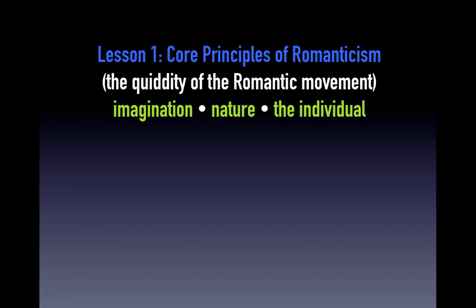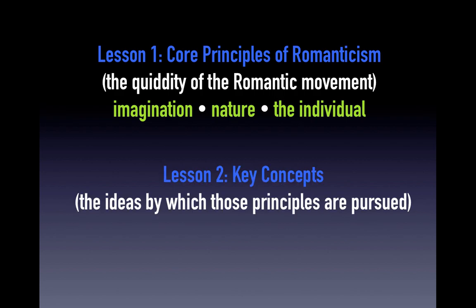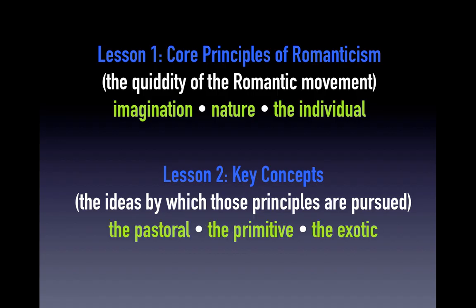In Lesson 1, we covered the three core principles of the Romantic movement: imagination, nature, and the individual. Today, in Lesson 2, we will take a look at 5 key concepts by which those principles are pursued: the pastoral, the primitive, the exotic, the sublime, and the Gothic.